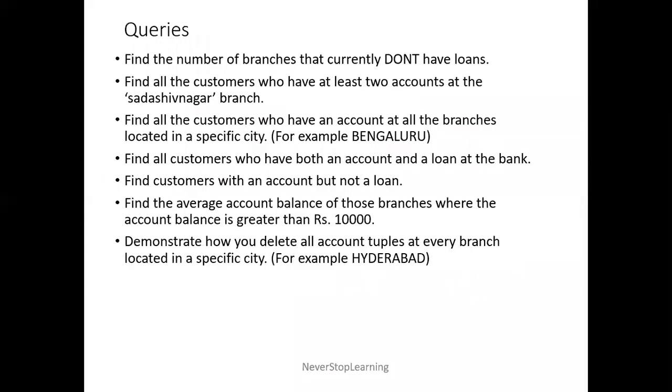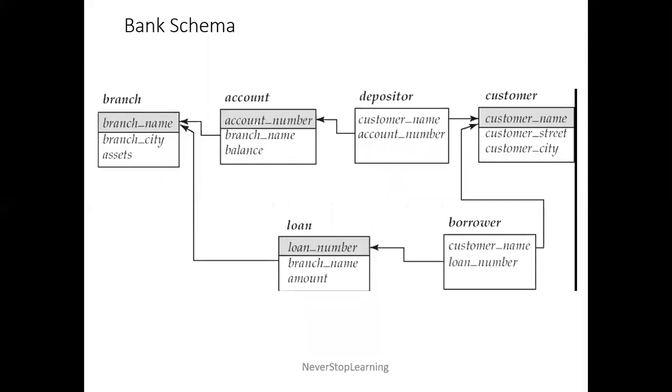Okay. Now the third query is: find all the customers who have an account at all the branches located in a specific city. For example, for this particular query, I'm considering the city as Bangalore. I want to find all those customers who have an account. Whenever we talk about customers who have an account, we go with the depositor table. Now we are specifically asking for branch city.